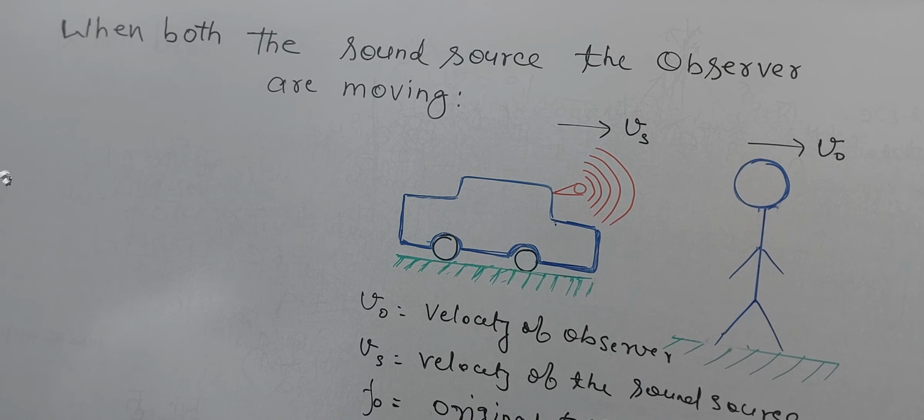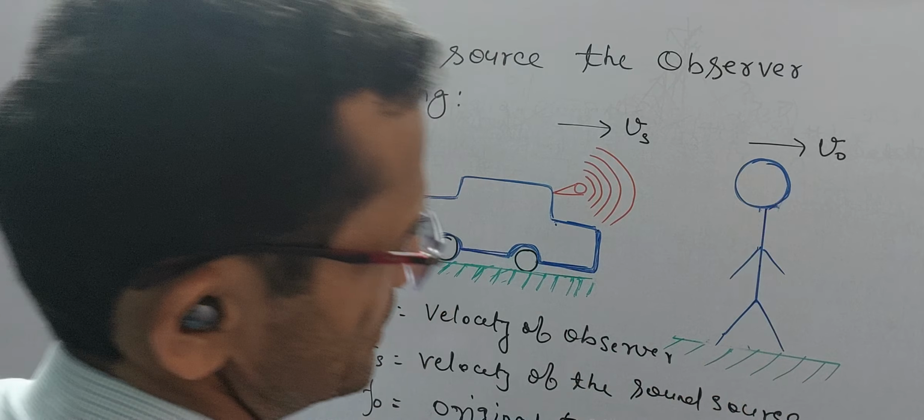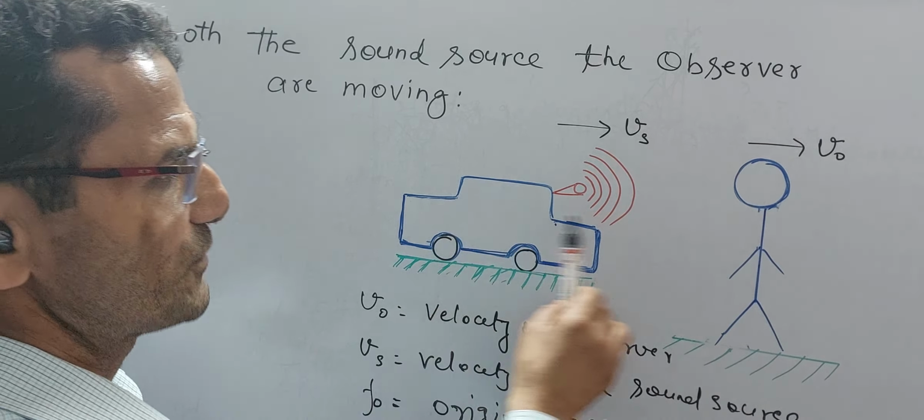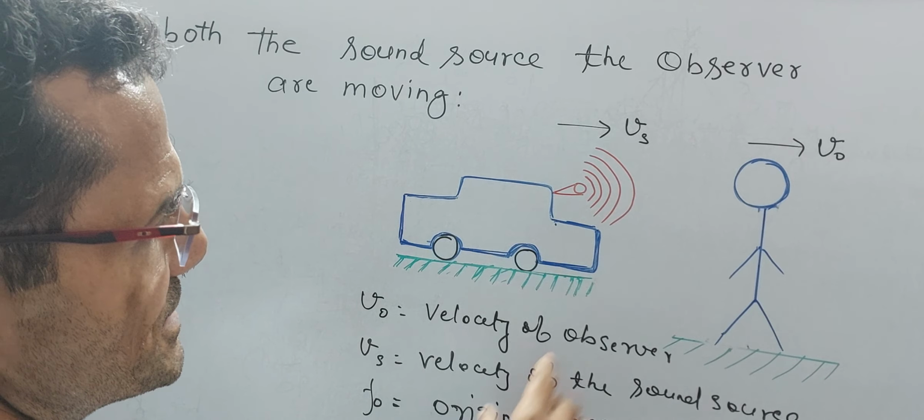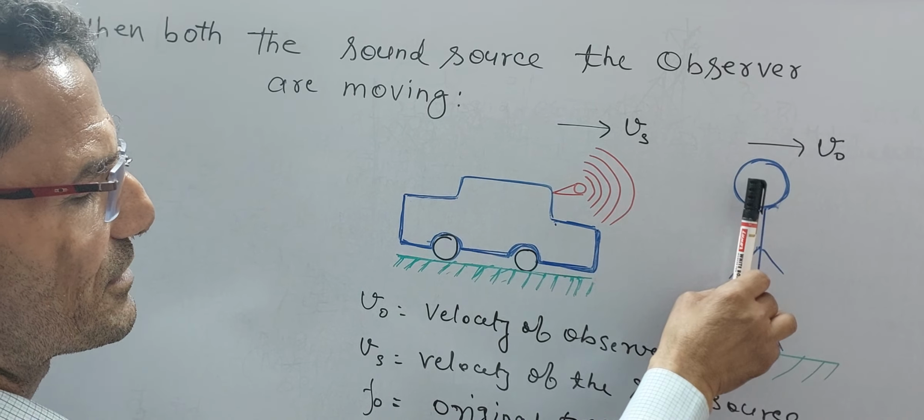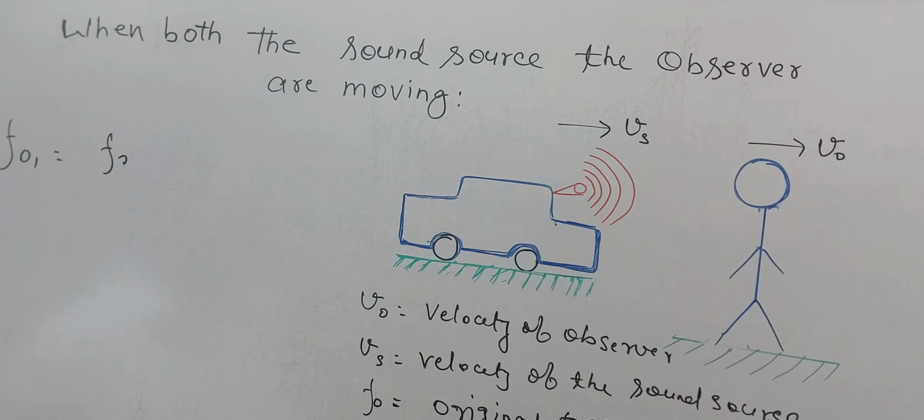Now first, the case we take: suppose the observer is at rest and the source is moving towards the observer. We already know this formula. Let us suppose the apparent frequency is FO1, where FO is the original frequency. Since our sound source is moving toward the observer, it is decreasing the distance between these two. When the sound source is approaching the observer, the distance between them will decrease, so our apparent frequency will increase.